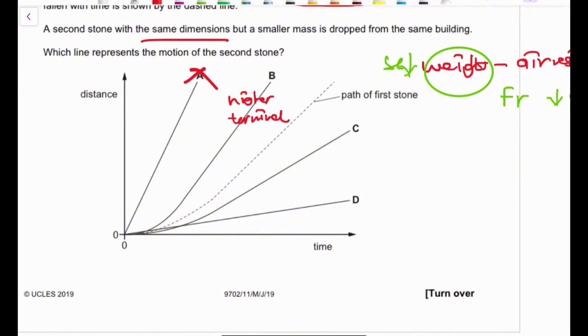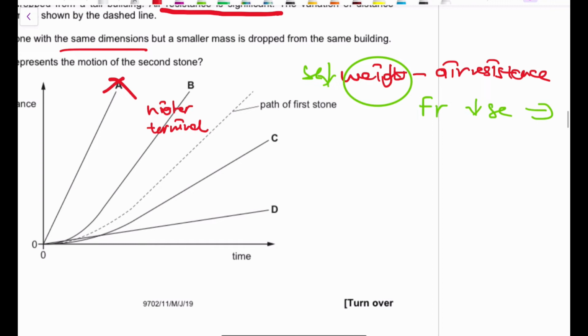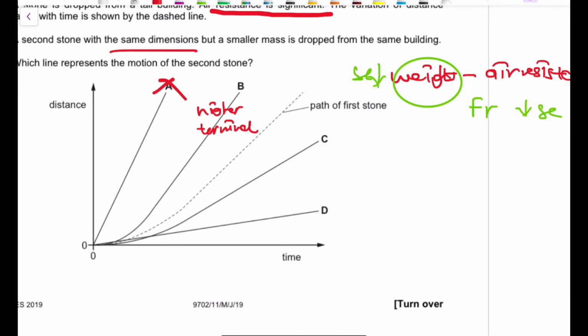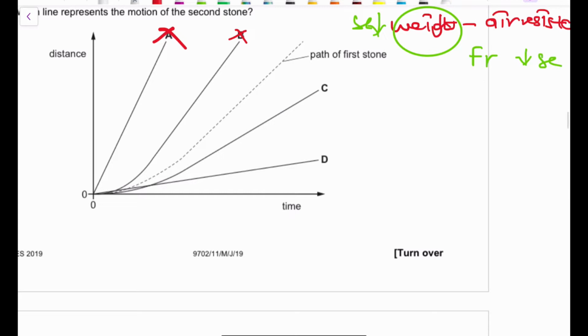That doesn't make sense because if the acceleration is going to be very small for the smaller mass, how is it going to have a higher terminal velocity? It's going to have a less steep gradient, so it's going to have a very small terminal velocity. So B cannot be correct. So the answer is either C or D. Why is D wrong, or why is C correct? Let's figure that out.